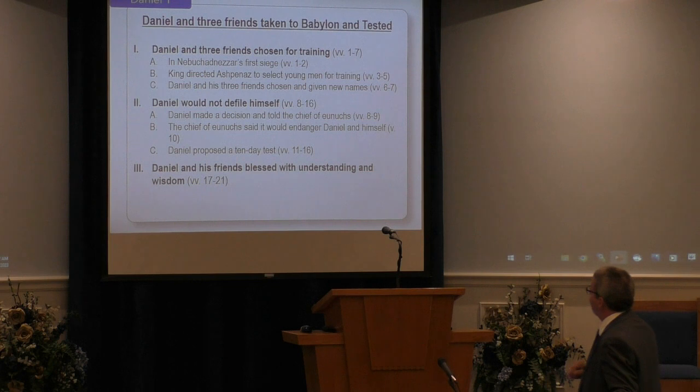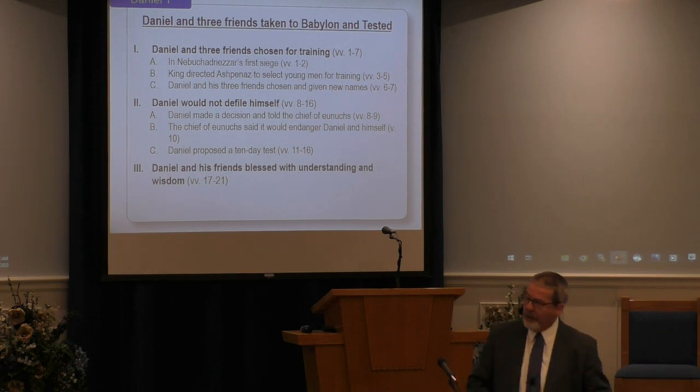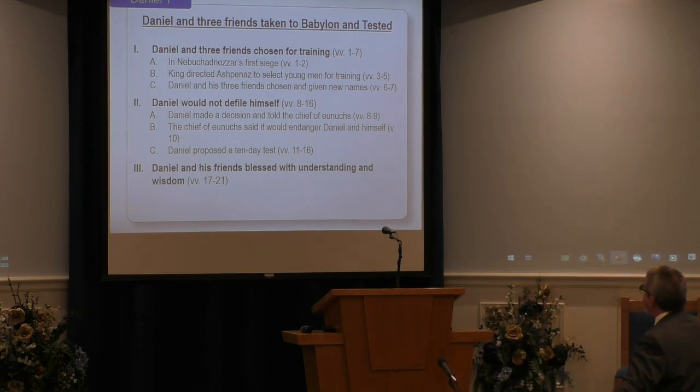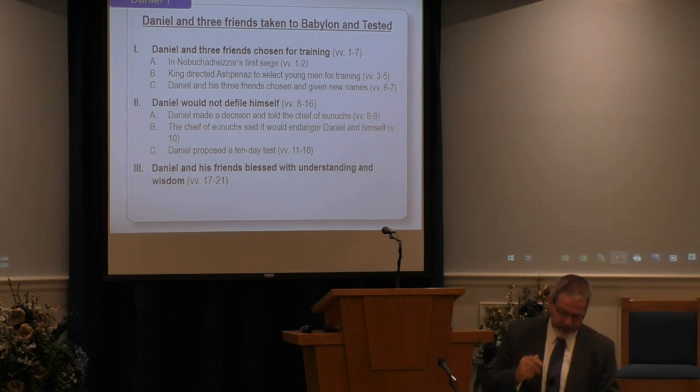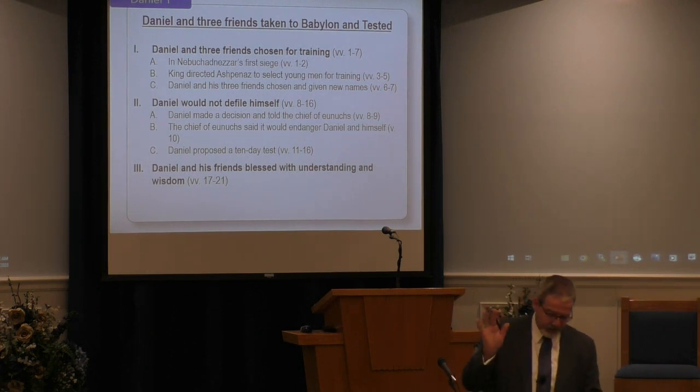Now, at verses 3 to 5, what we just saw is Nebuchadnezzar's first siege, verses 1 and 2. Now, beginning at verse 3 through verse 5, what we're going to see is the king directed Ashpenaz to select young men for training. Let's see who that is and what that is. Beginning at verse 3, he was the master of the eunuchs, and he was to bring some of the children of Israel and some of the king's descendants and some of the nobles.